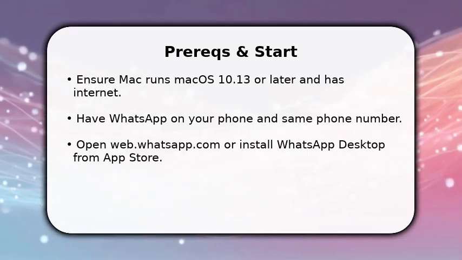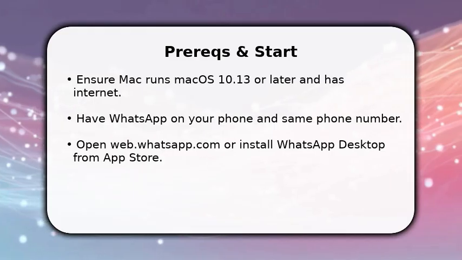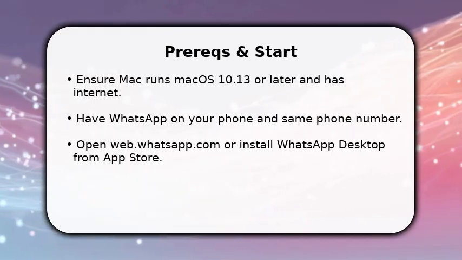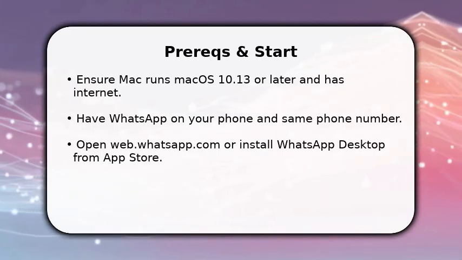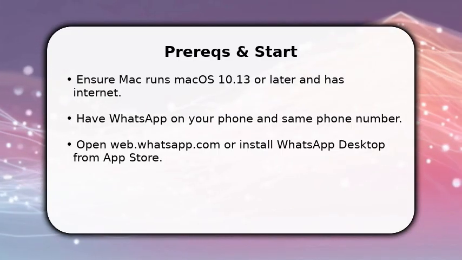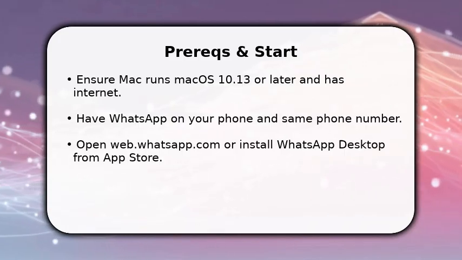You start by confirming two prerequisites: a compatible Mac and your active WhatsApp phone. Open Safari or Chrome and navigate to web.whatsapp.com, or download WhatsApp Desktop from the App Store. This gives you a native app experience.